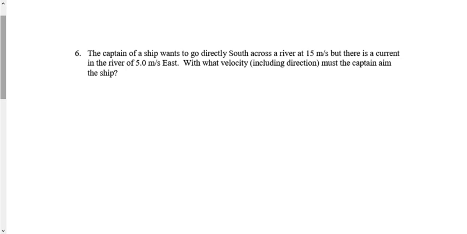Captain of the ship wants to go directly south. Let's assume that the captain of the ship is smart enough to go where he or she wants to go. So let's say the captain of the ship goes there, okay, ends up going directly south. Is that my actual motion, or is that contributing to my actual motion? I go south. That's my motion, isn't it? That's my actual motion. That's a dotted line vector. So I'm going to draw my dotted line vector first, directly south at 15 meters per second.